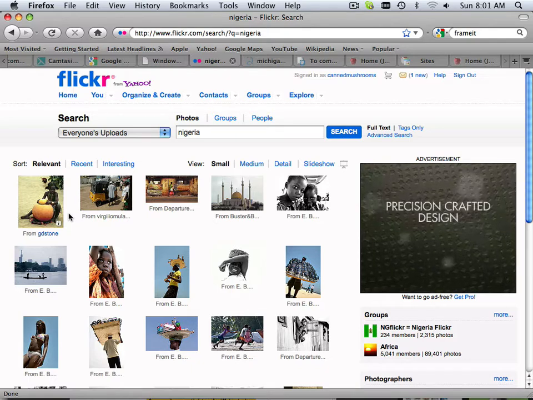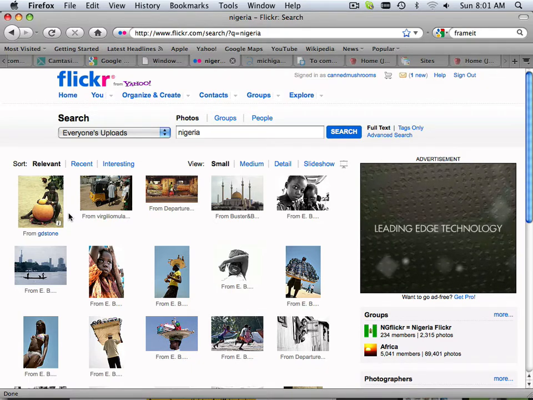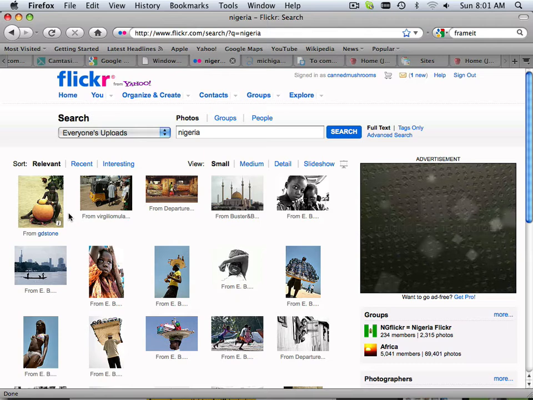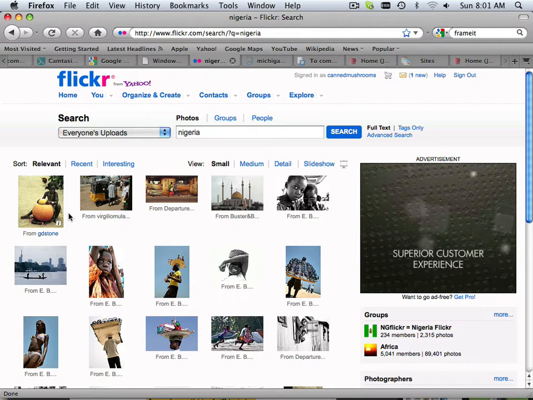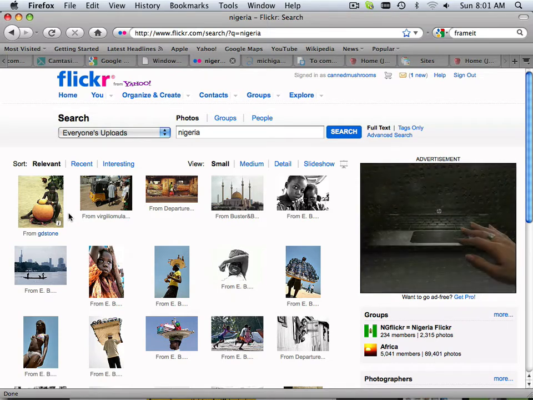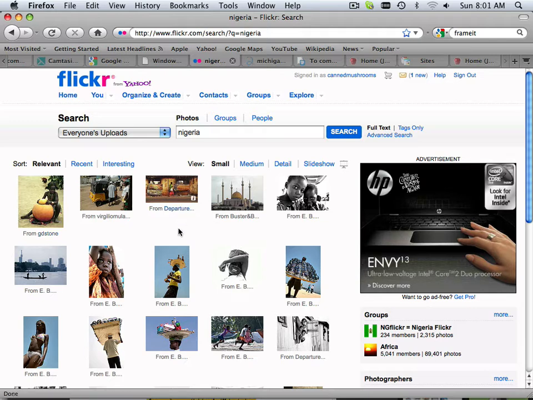Show them what your idea is, and have them see that it's a good thing, that you're actually broadening their minds a little bit outside of the textbook. Here's Nigeria. Here's culture of Nigeria. Here's people playing on the beach in Nigeria. Awesome. This is exactly what I want to see. I want to see the capital of Nigeria. I want to see all this stuff.